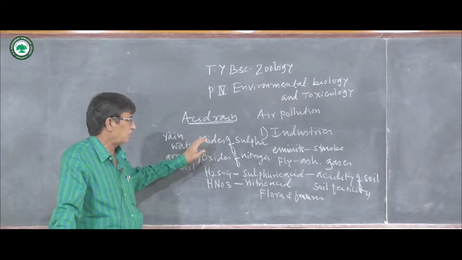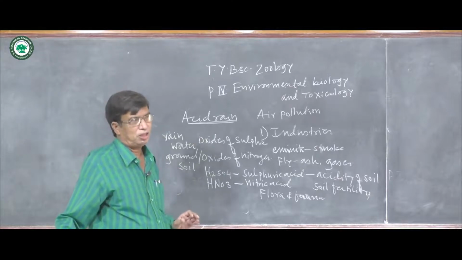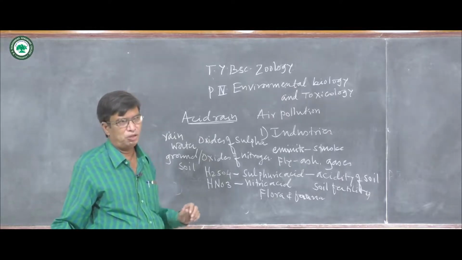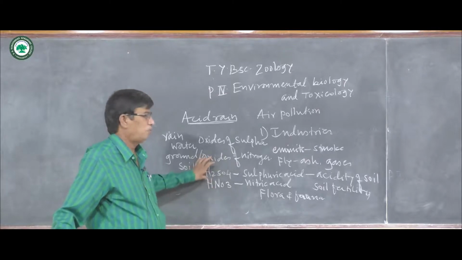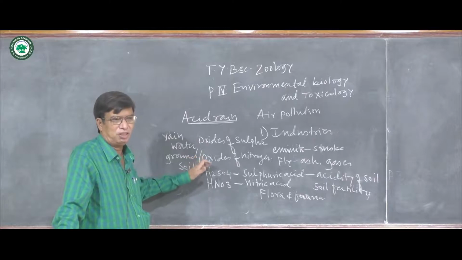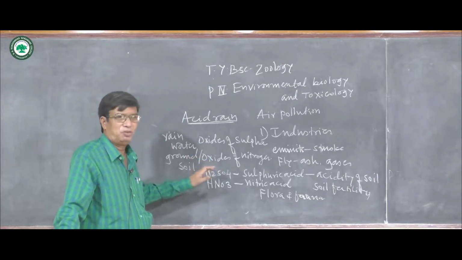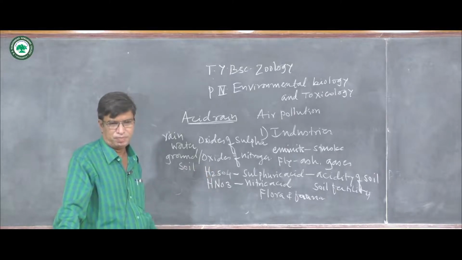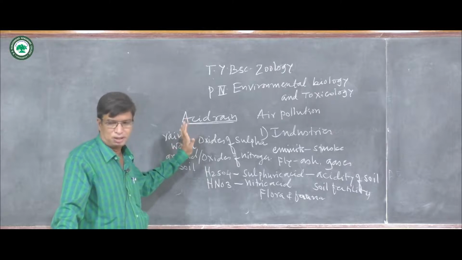Similarly, these oxides of sulfur and nitrogen show other adverse effects on the body of human beings. For example, they damage the central nervous system. They show adverse effects on various body organs. That effect is called acid rain.